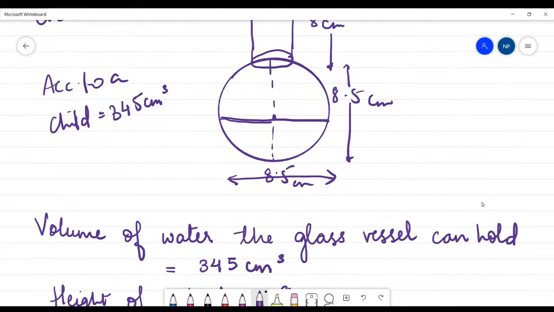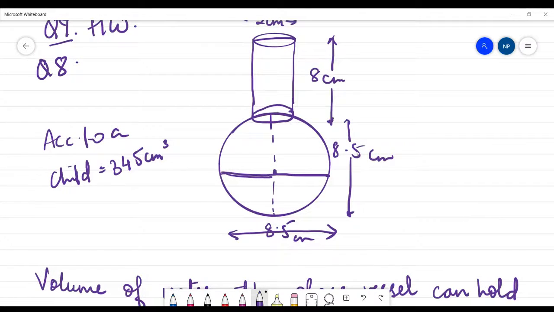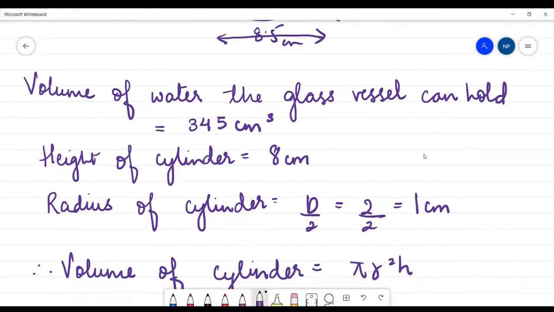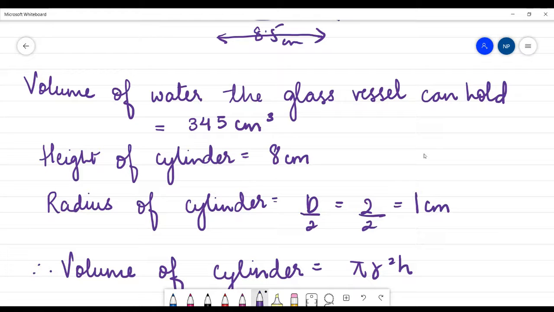So first of all, for that we need to take out the volume of the sphere and the volume of the cylinder. So let's do that first. Volume of water the glass vessel can hold is given as 345 centimeter cube. Height of the cylinder is given as 8 centimeter. Radius of the cylinder is diameter by 2, that is 2 by 2, 1 centimeter.